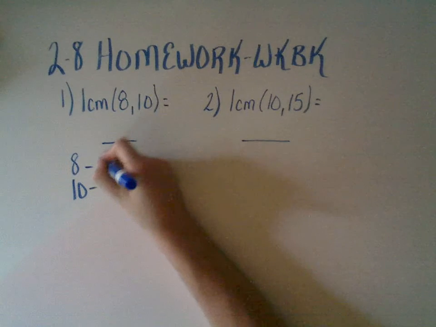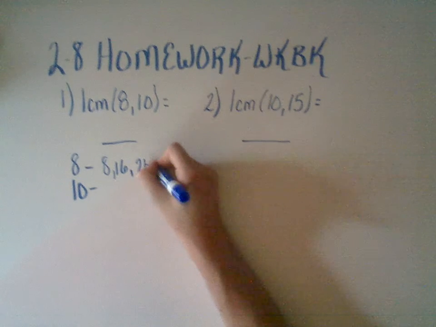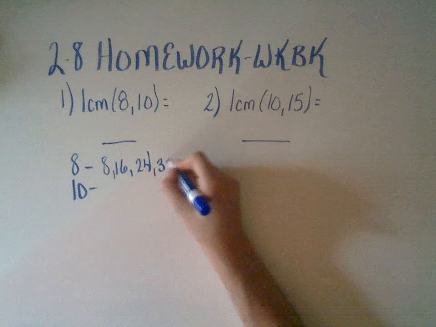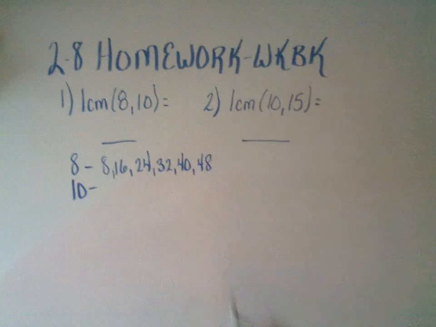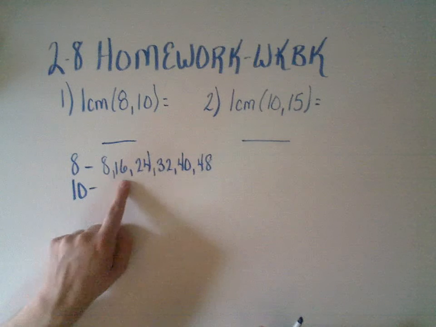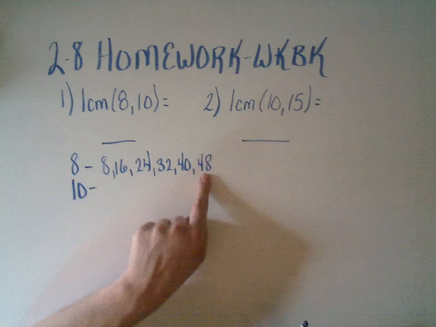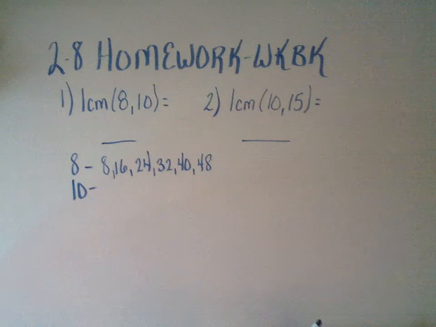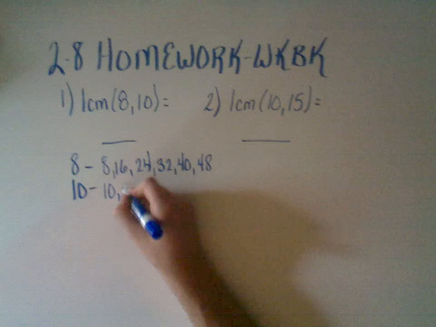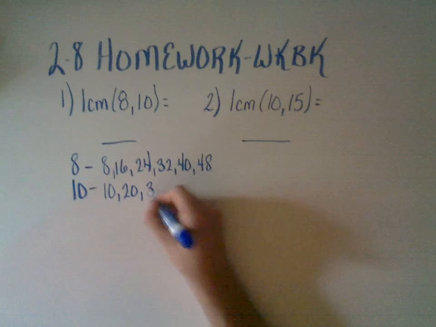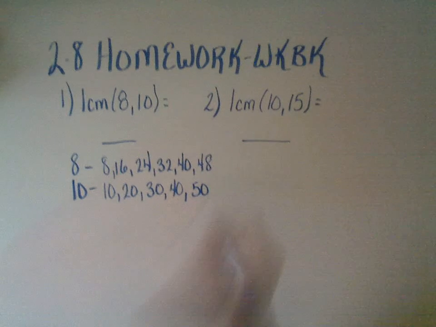Multiples of 8 start at 8 and get bigger. So 16 and 24 and 32 and 40 and 48 and so on. Right? And if you're not seeing how I got those, this is 8 times 1, 8 times 2, 8 times 3, 8 times 4, 8 times 5, 8 times 6. The next one would be 8 times 7, and so on. Multiples of 10 would be 10 and 20 and 30 and 40 and 50 and so on.